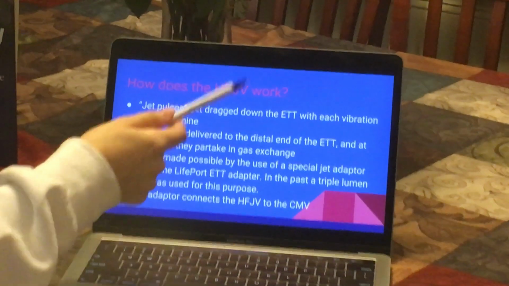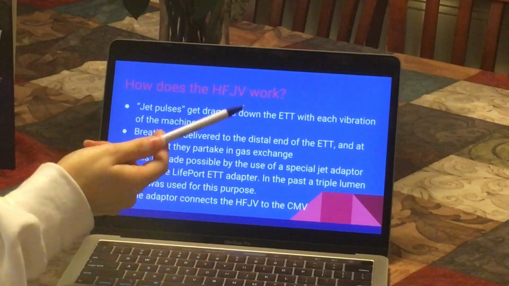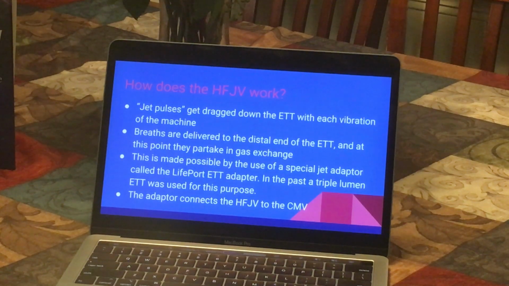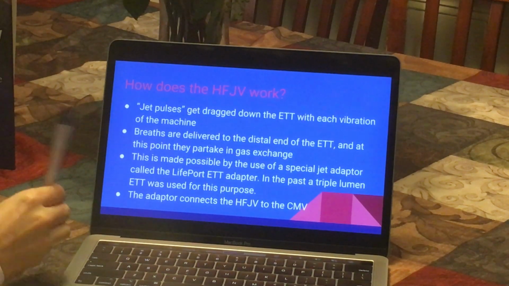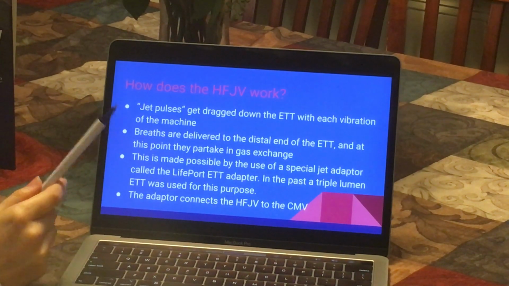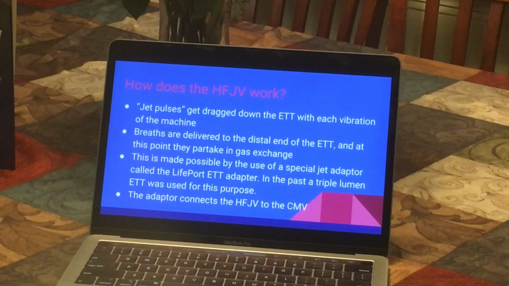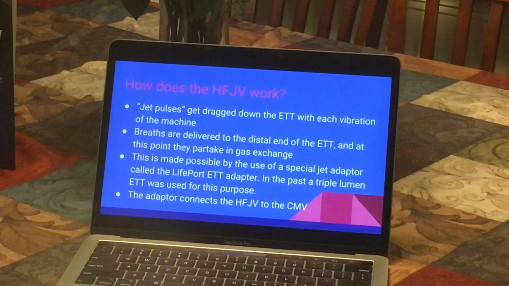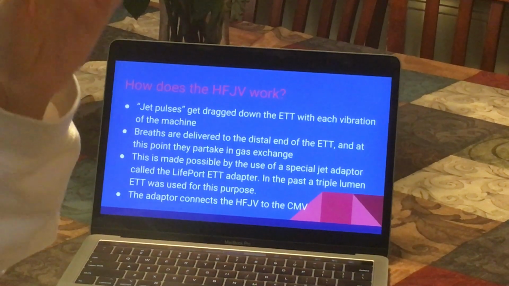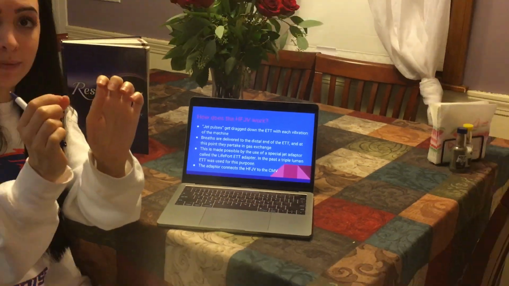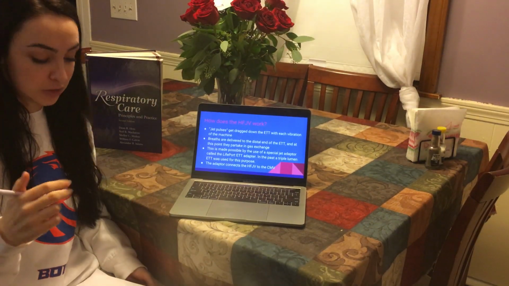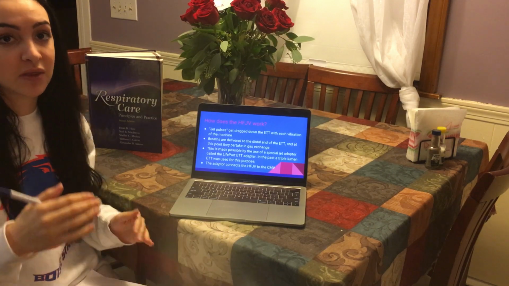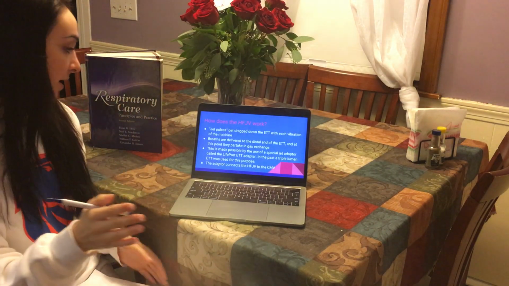So, jet pulses that get dragged down the ET tube are delivered to the distal end of the endotracheal tube where you'll have gas exchange. And this is made possible by a special adapter. It's called the LifePort adapter. In the past, it used to be a special triple lumen ET tube that you'd set up to the jet, to the ventilator, and to the patient. Now we can combine the conventional ventilator to the jet and hook them up to this special adapter and ventilate through one ET tube because of the principle I showed you with air moving to and from at the same time.